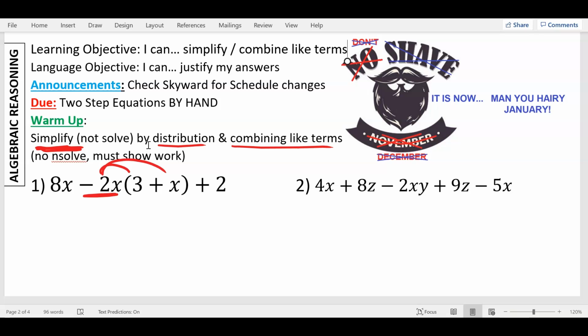So let's see how smart y'all are. What is negative 2x times 3? I heard negative 6, which is part of it. So negative 6x. Okay, very good. And then, here's the tricky part. Don't get tricked. Negative 2x times x.